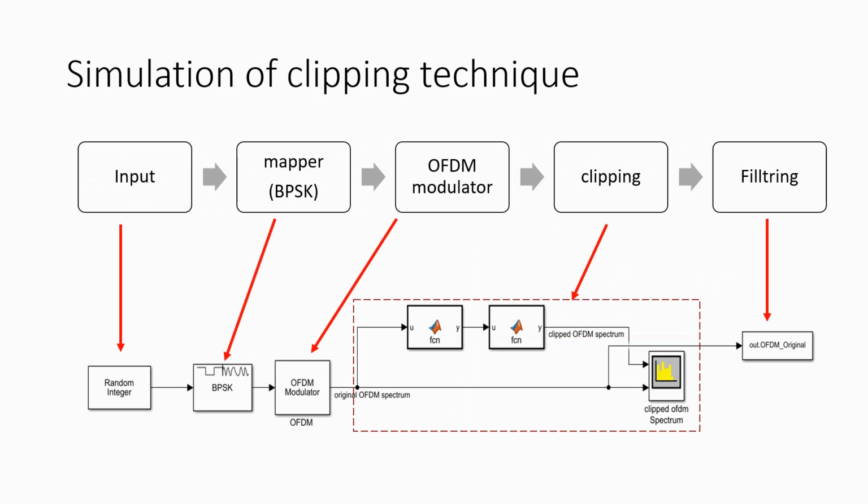This slide shows the block diagram of the PAPR reduction technique that I used and the Simulink model. The first 3 toolboxes are for generating the OFDM signal, and the red box represents the clipping part. For filtering, the signal is sent to the MATLAB workspace to apply filtration.